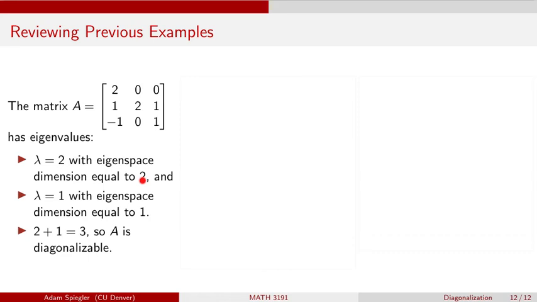And since the dimension of the eigenspace for eigenvalue 2 plus the dimension of the eigenspace for lambda equals 1 adds up to 3, A is diagonalizable because A was 3 by 3. So just because you have a repeated root, just because you have an eigenvalue with multiplicity bigger than 1, does not rule out matrix A from being diagonalizable.